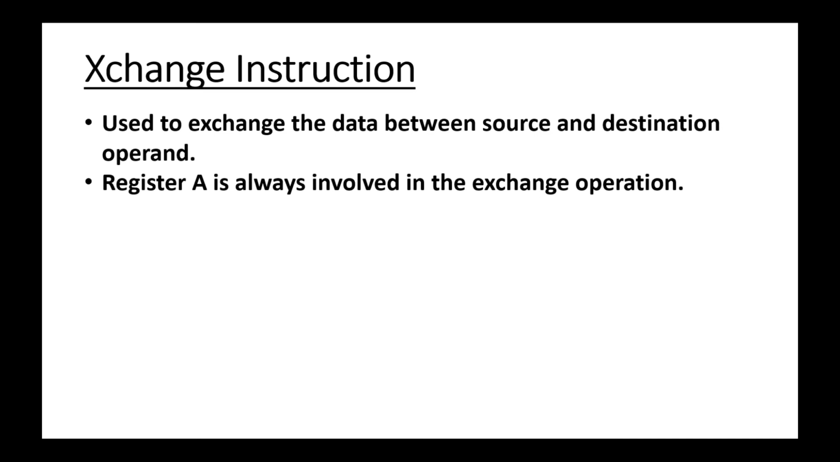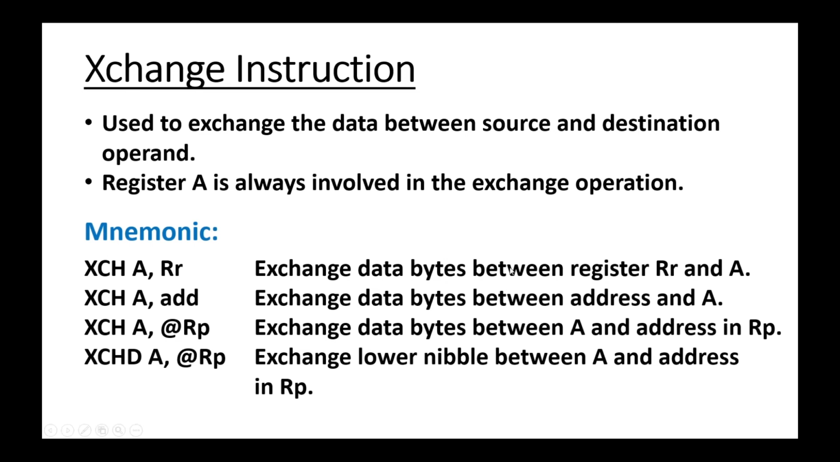Exchange instructions are used to exchange data between source and destination operand. In source and destination, a register is always involved. It could be source or a destination. So here, these are the variations of the XCH instruction, and A is the destination, and in the source it could be a register, address or an indirect address. There are two variations, XCH and XCHD.